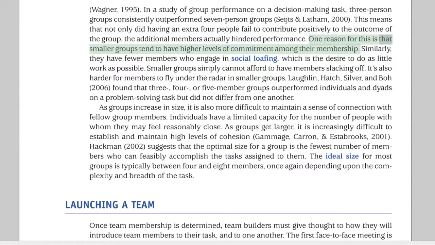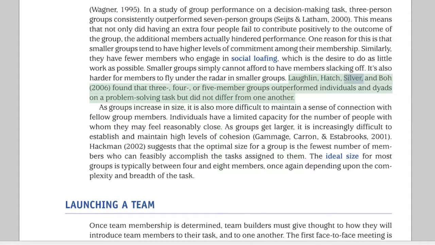One reason for this is that smaller groups tend to have higher levels of commitment among their membership. Similarly, they have fewer members who engage in social loafing, which is the desire to do as little work as possible. Smaller groups simply cannot afford to have members slacking off. It's also harder for members to fly under the radar in smaller groups.